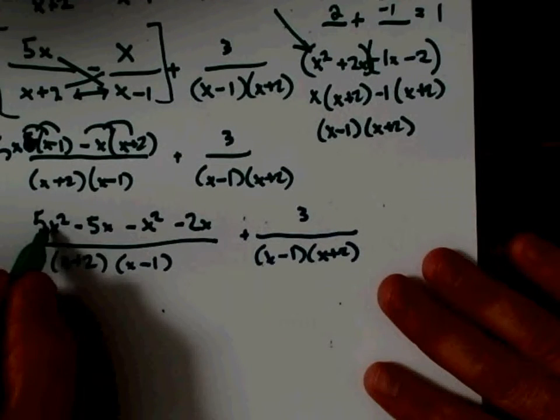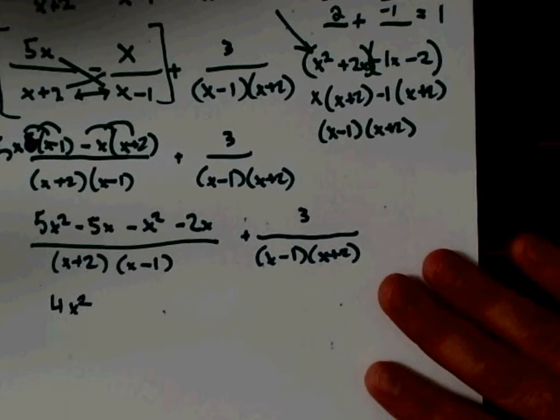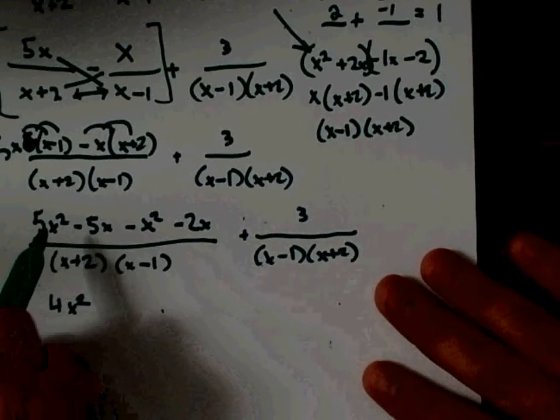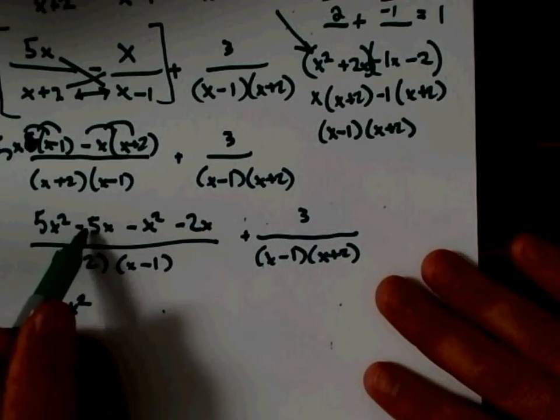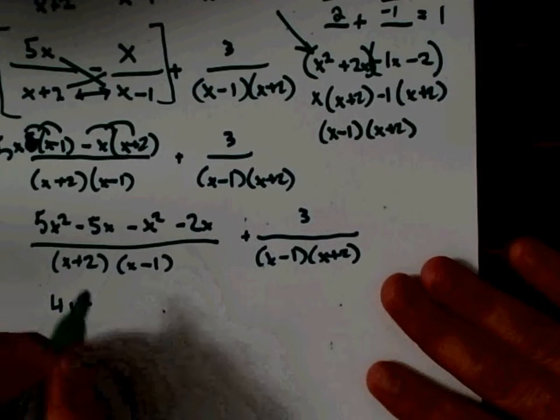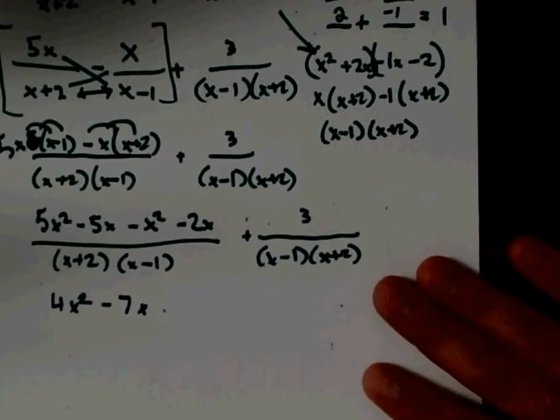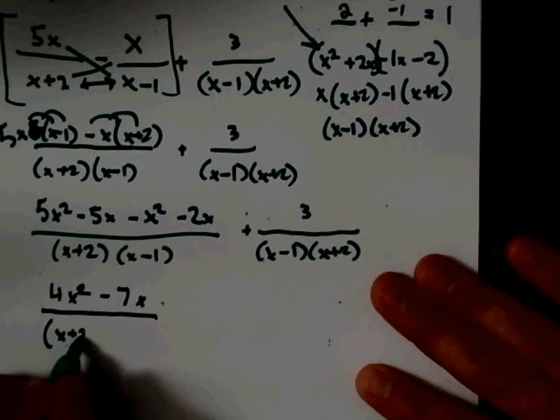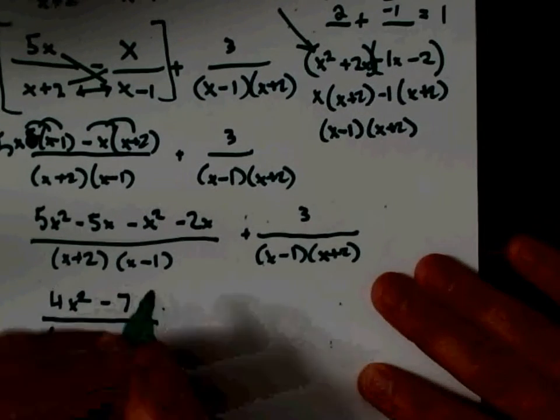I got 5x squared minus x squared, which is 4x squared, correct? Then I have negative 5x minus 2x, which is negative 7x, correct? All over. Am I wrong? Okay?